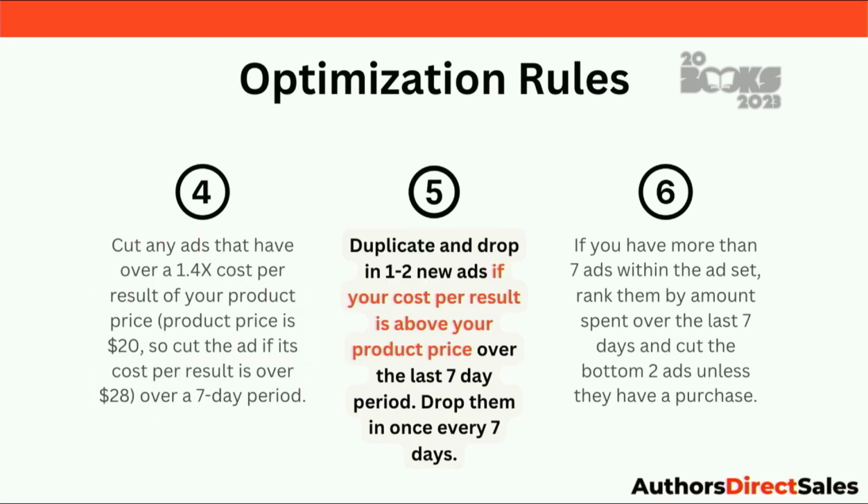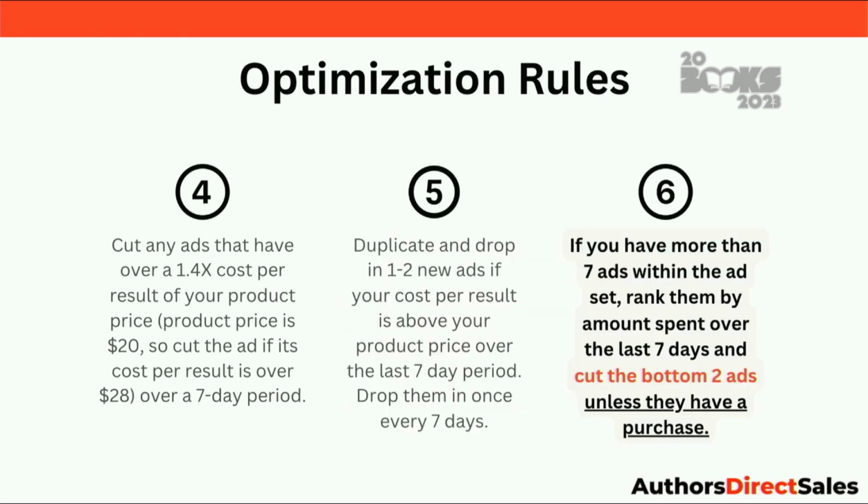What you can also do is duplicate and drop in 1 to 2 new ads if your cost per result is above your product price over a 7-day period. You can drop them in once every 7 days. So if your product price is $20 and your cost per result is above $20 over a 7-day period, just duplicate and drop in 1 to 2 new ads.